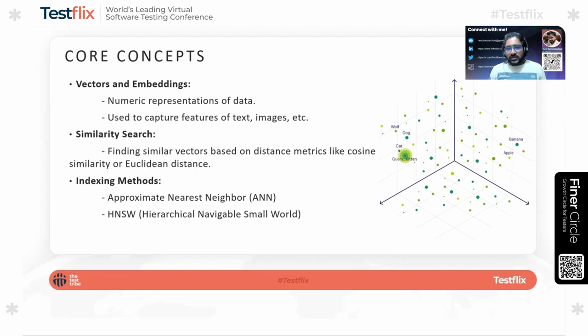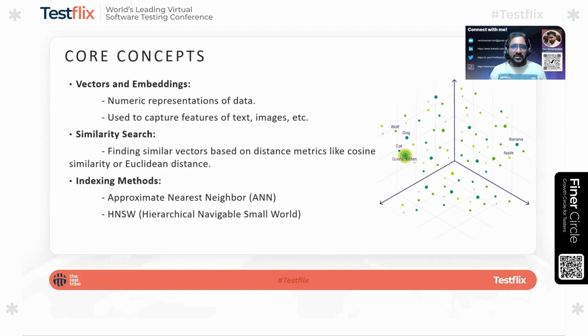So over vector space, you can see in this diagram that wolf, dog, cat, all of them are in almost a similar space. Banana, apple, because they are fruit, are in a different space. Similarity search, I talked about it. If you're looking for chair, it is going to give you the chairs. Now, how does it do that? It does that by calculating the cosine similarity or Euclidean distance.